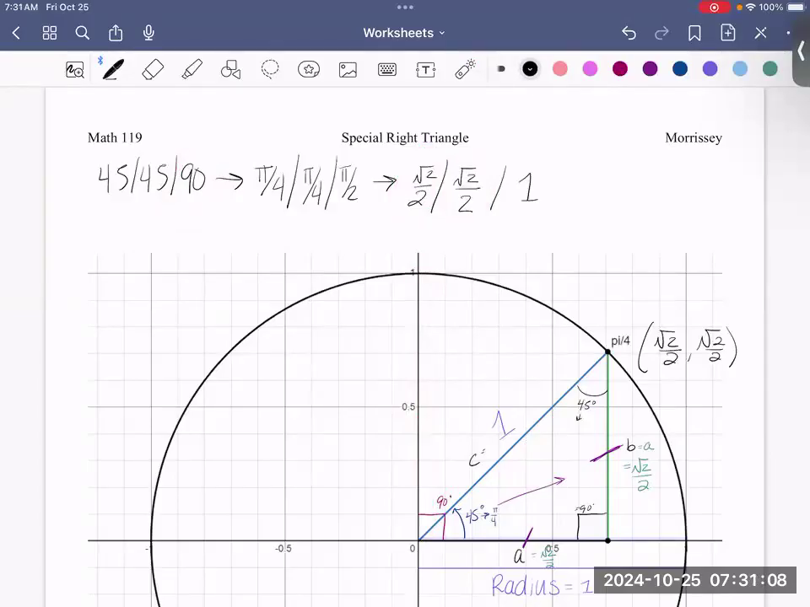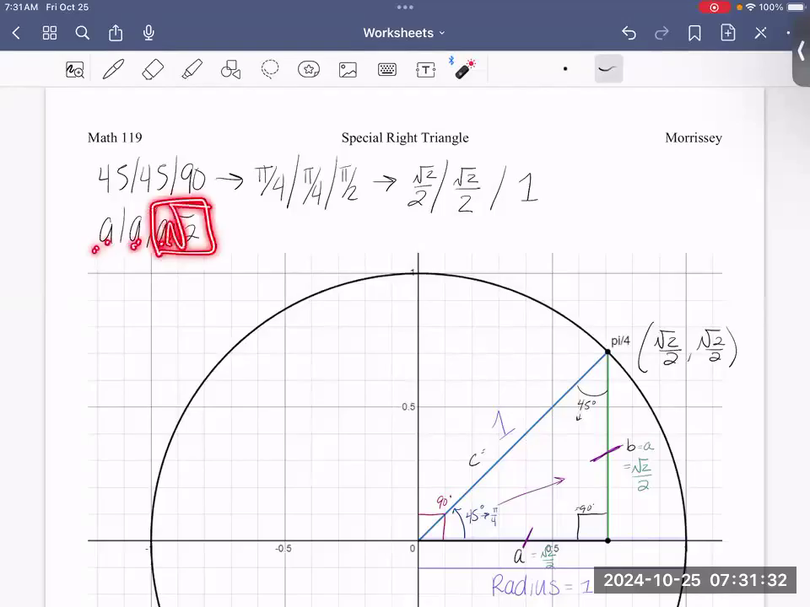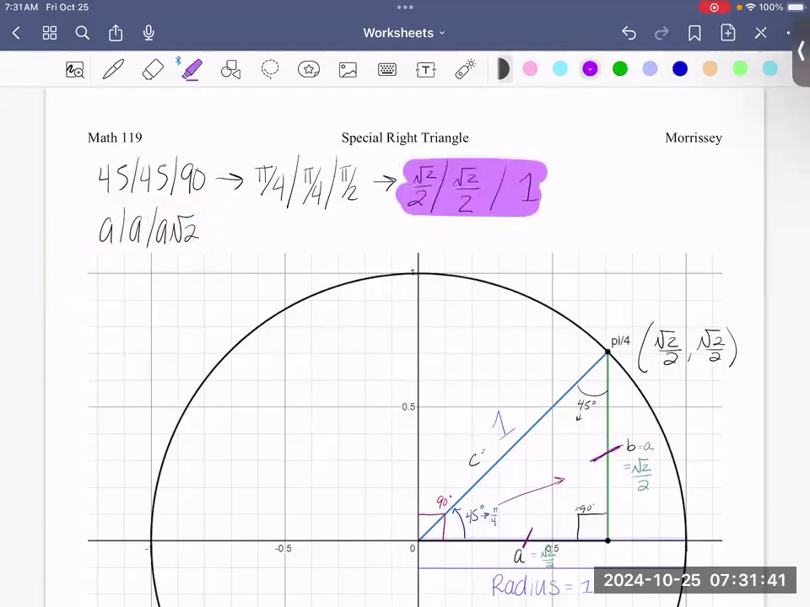Now, typically, the ratio that we see without the unit circle, we'll just say A, A, and A root 2, right? This root 2 is just coming from here. It's just saying that these two values are the exact same, and then this has the portion of itself multiplied by the root 2. So this ratio will only apply when it's a unit circle. And this is the regular ratio.